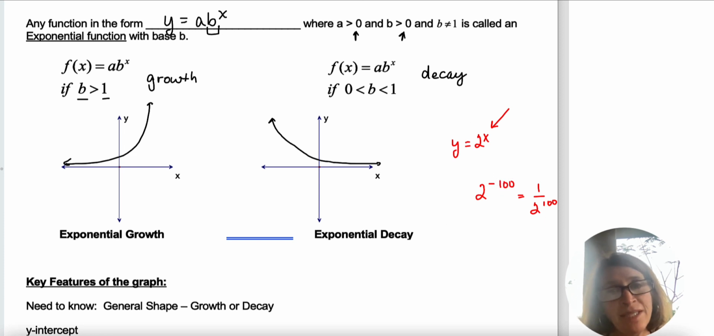So what that means is that there's an asymptote in this graph. Remember, we've worked with asymptotes so far this year. There's an asymptote at the line y equals 0 for both exponential growth and decay, unless the graph is shifted up or down. That asymptote is going to be there.